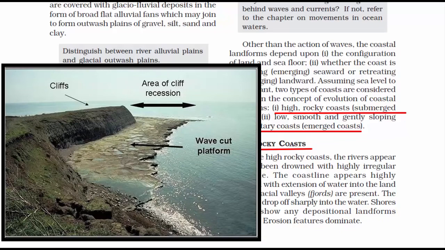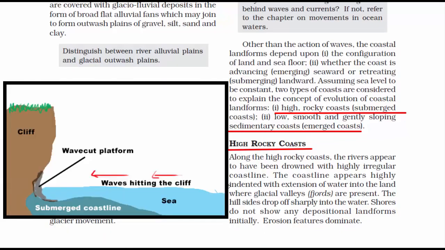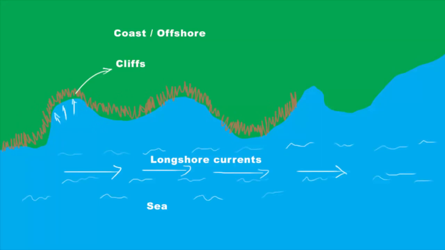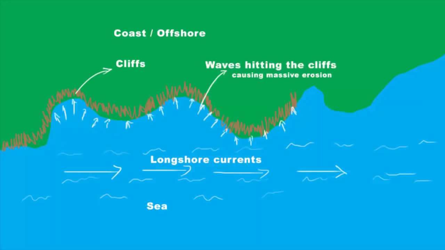And why is it so? Because here the sea level is higher. So in a submerged coastline, the landform is under water. Here rapid erosion takes place. Waves constantly hit the cliffs, eroding them and leaving a wave-cut platform. The material which falls off and is removed from the sea cliffs gradually breaks into smaller fragments. They get deposited in the offshore.